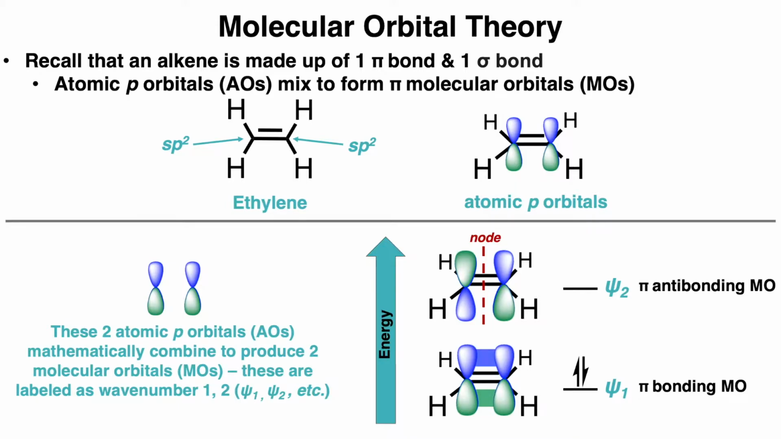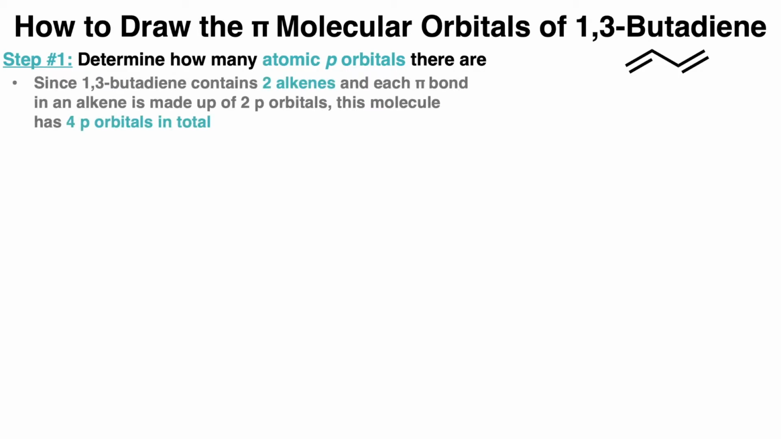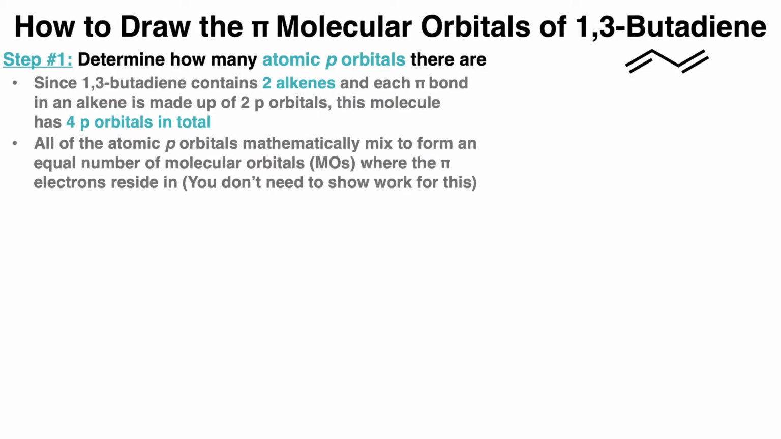Now let's take a look at the MOs of a larger conjugated molecule. 1,3-butadiene is a conjugated molecule with 4 carbon atoms and 2 alkenes that start at C1 and C3. In order to draw the pi molecular orbitals of this molecule, first we're going to determine how many atomic p orbitals there are. Since 1,3-butadiene contains 2 alkenes, and each pi bond in an alkene is made up of 2 p orbitals, this molecule has 4 p orbitals in total. Then all of the atomic p orbitals mathematically mix to form an equal number of MOs, which is where the pi electrons reside.